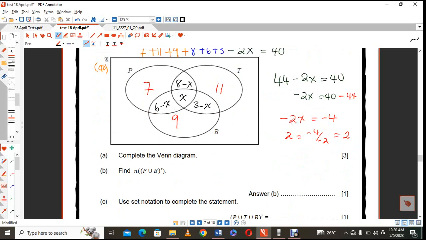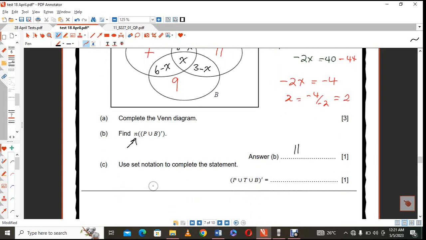Find the number of P union B complement. So basically, everything in the union that is not in P and B, well, it's just 11. Okay, and again, do not put this in brackets because you are looking for the actual number of.